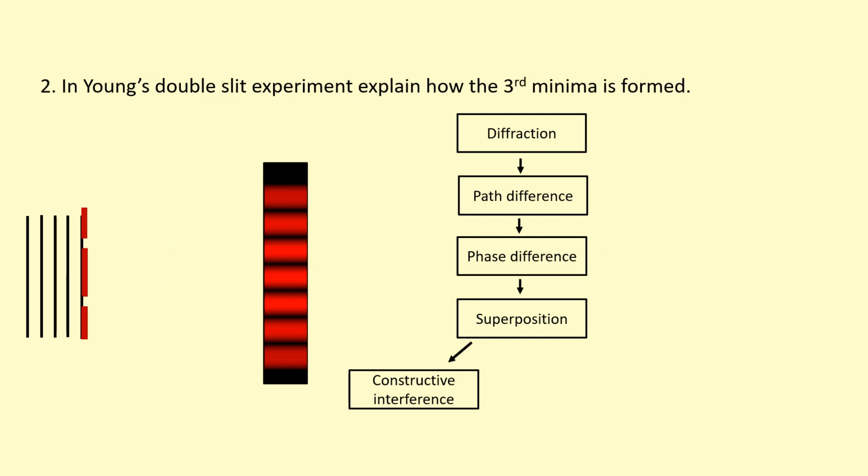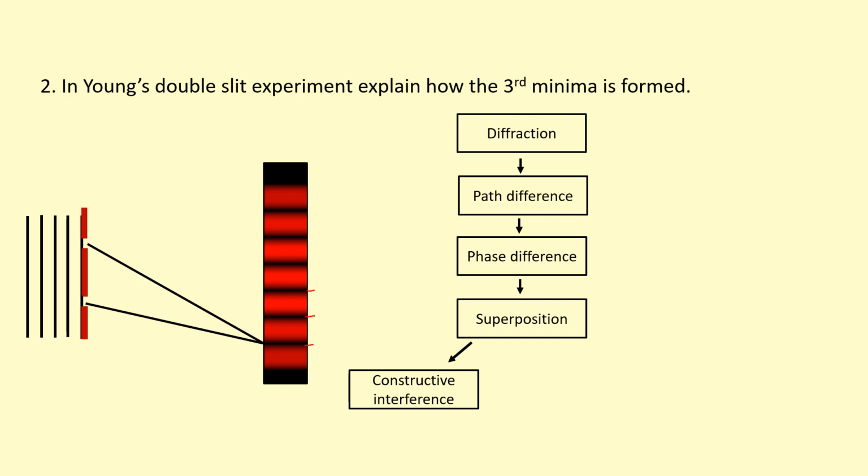Okay, so now we're trying to explain how the third minimum is formed. Now it doesn't matter which side I look from, but I'm going to look from the bottom one here. That's the first minimum, that's the second minimum, and that's the third minimum. So obviously coherent light goes to the double slit, it diffracts and overlaps and is going to meet at some point here. This is where the third minimum is formed.